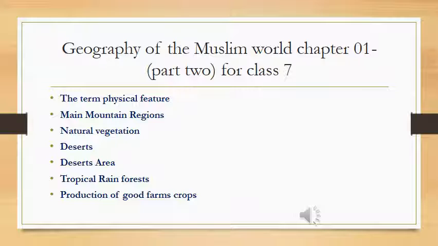Let's move to our topics for today. Before we start this chapter, I would like to let you know that the following topics we will learn today: the term physical features, main mountain regions, natural vegetation, deserts, desert areas, tropical rainforest, and production of food and farm crops.